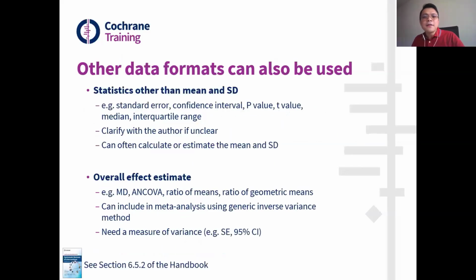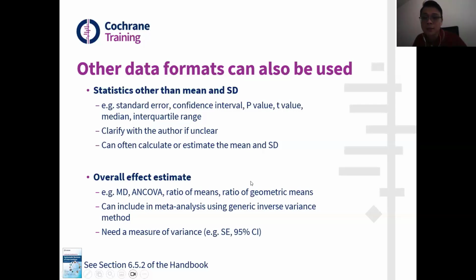So if a study doesn't give us the format that we want, the ideal mean SD format, some studies would give us the standard error, confidence interval, p-value, t-value, median, interquartile range. It's okay. We can often calculate or estimate the mean and SD from this. And of course, we can contact some authors if we need more information.